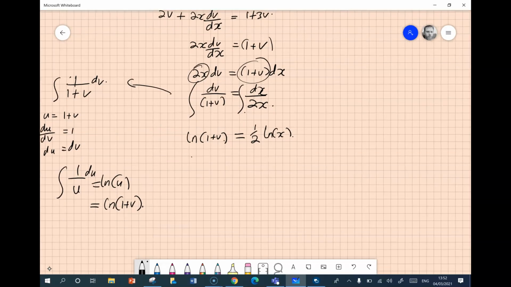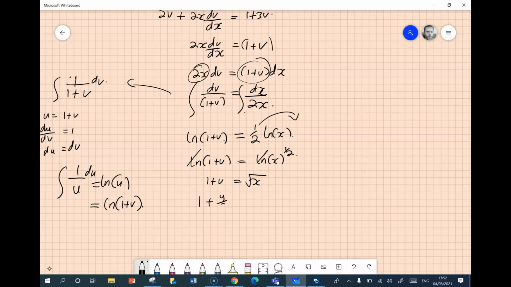We're nearly ready to go, so what I'm going to do is simplify a little bit. I've got a half here, so if you've got a number multiplying a log, you can bring it in front to be the power. So I've got the natural log of x to the power of a half. Okay, that's the square root of x. We'll deal with that in a second. But now all I've got is logs on both sides, so I'll get rid of my logs, and I just have 1 plus v is equal to the square root of x, x to the power of a half. Now let's bring back in what v is.